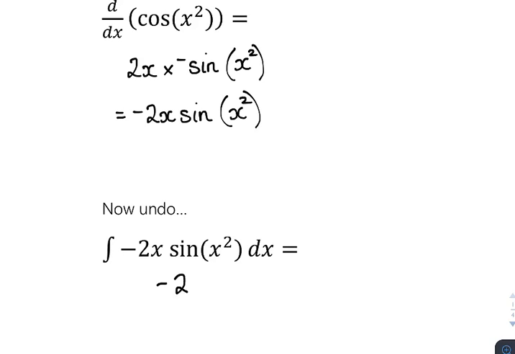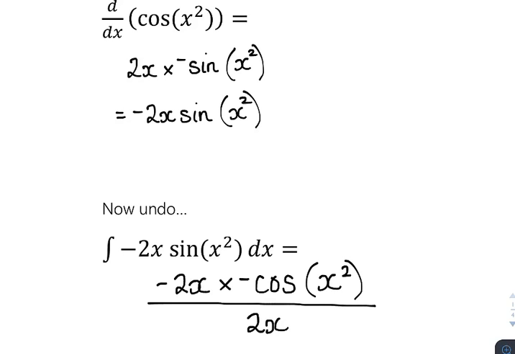Now we've got to undo it. So previously we switched the cosine to negative sine. So now when we integrate sine, we now need to switch it to negative cos. So the very opposite of what we've just done. So 2x times negative cos x squared. And then we do have to still divide by that 2x, so the derivative of the bracket. Then we simplify that and we get out cos x squared.